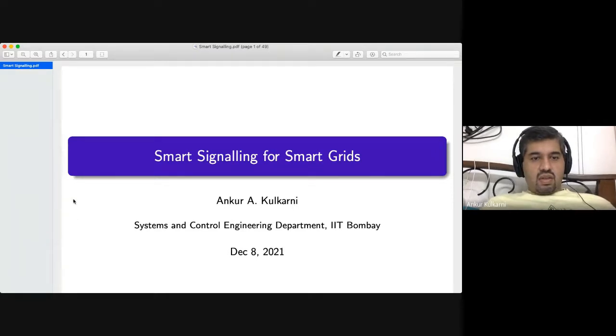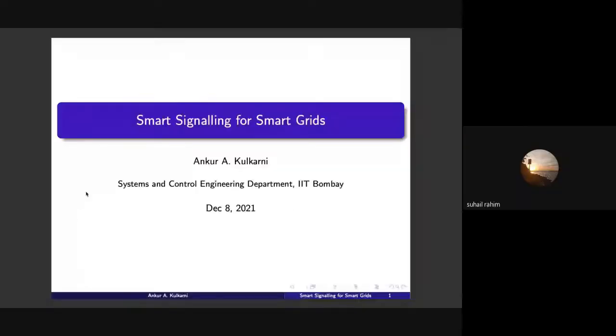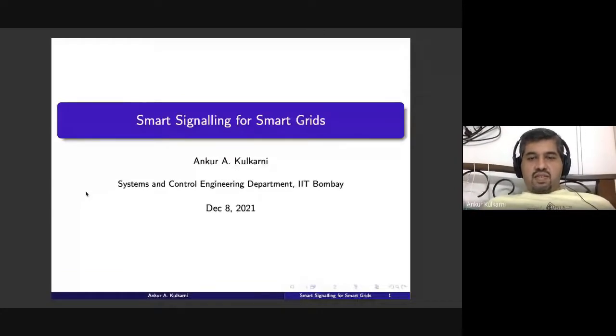So Matthew has given me this topic of signaling for smart grids. But I guess for many of you, the word signaling itself is probably new. So what I plan to do initially is take about 20% or 15% of the time to actually introduce what exactly I mean by signaling.